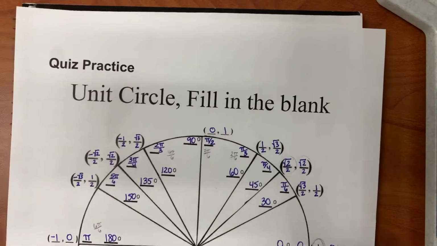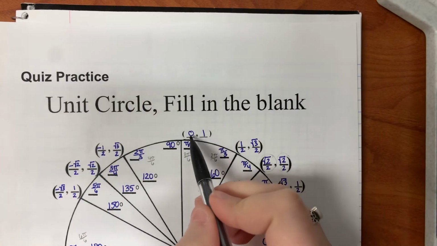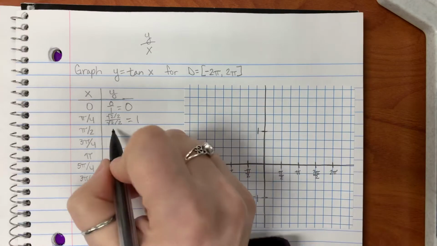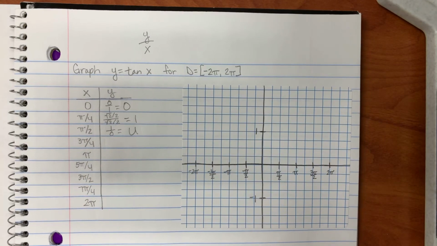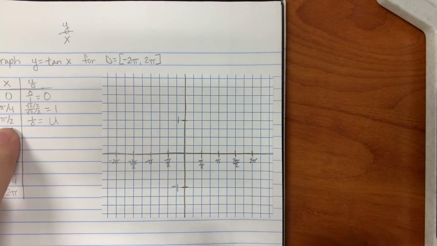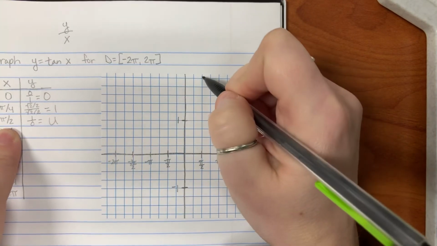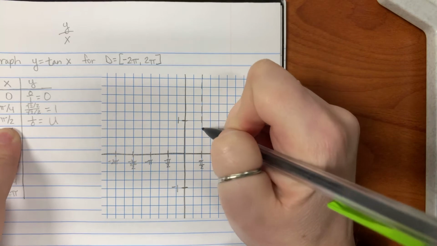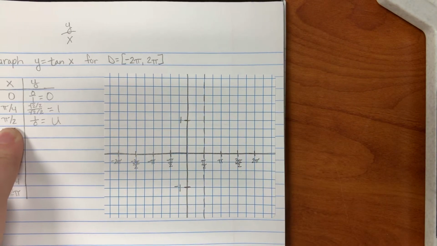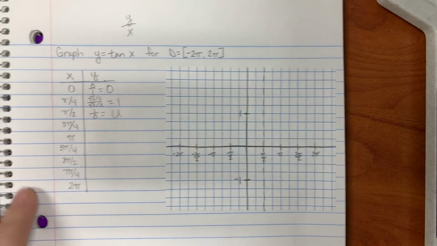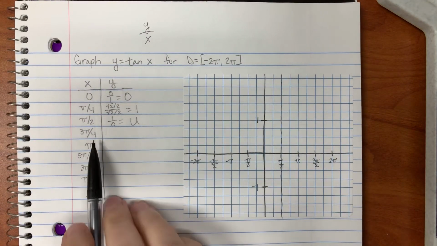The next one is the weird one. This one I get 1 over 0. 1 over 0 is undefined. So what does that tell me? That tells me that at pi over 2, which is right here, I have a vertical asymptote. Like that. Okay, and then that's going to happen a couple more spots as well, but let's just keep going.